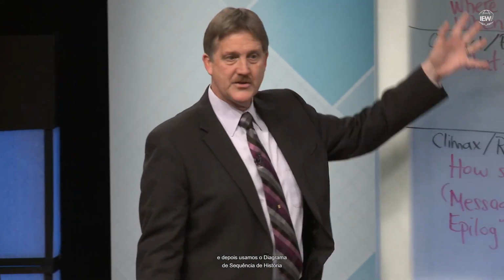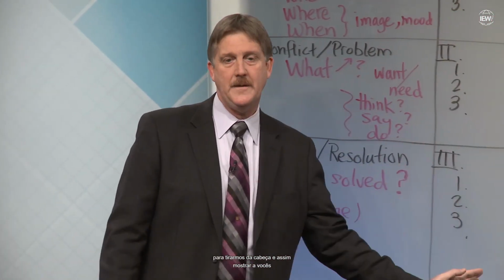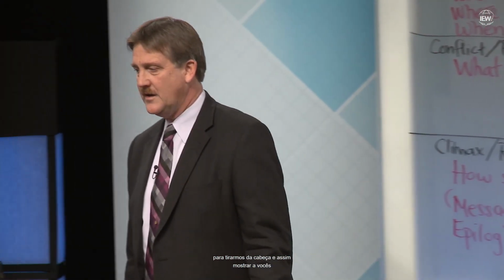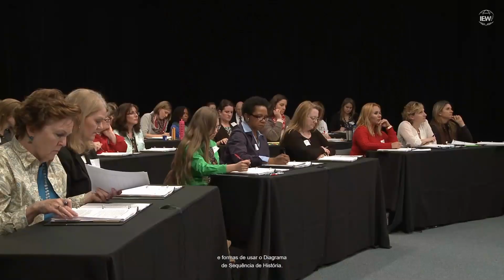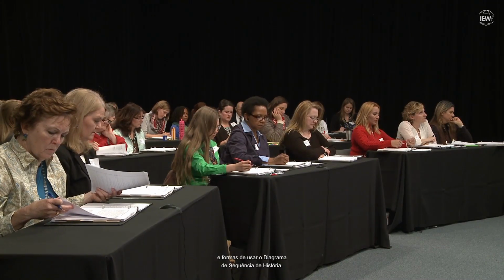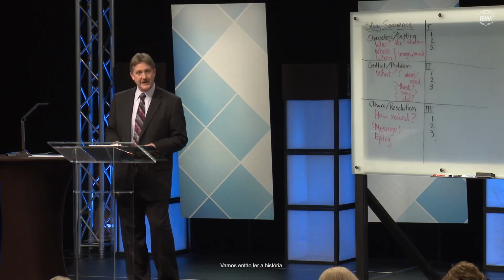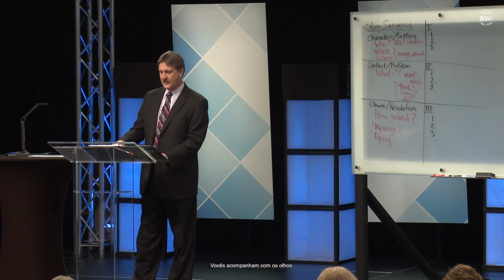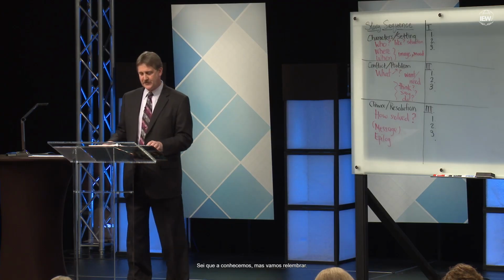Take this story, The Fox and the Crow, put it into the brain, and then use the story sequence chart here to pull it out of the brain and show you kind of how I would do this with kids, especially like a first lesson. We'll do it together. And then we'll go revisit some of the student samples and some of the ways to use the story sequence chart. So let's jump in and just read the story. I'll read it out loud. You follow along with your eyes here. I'm sure you're familiar, but we'll just refresh.